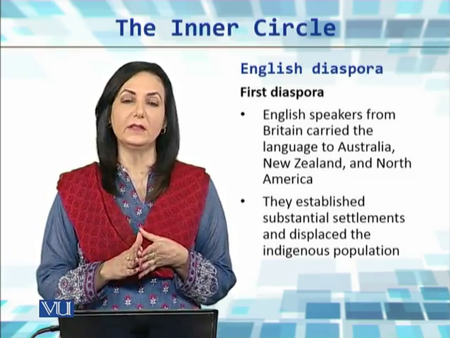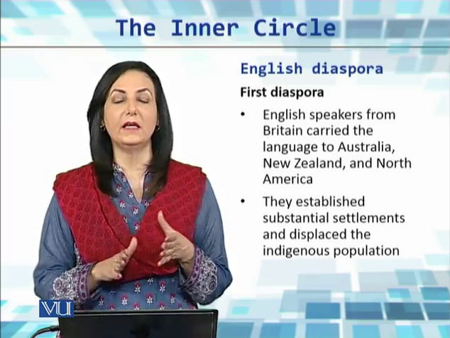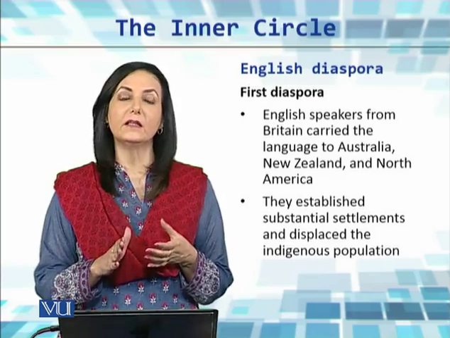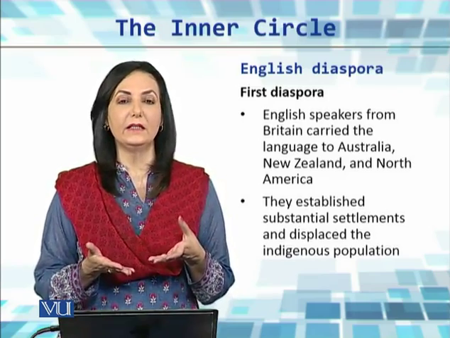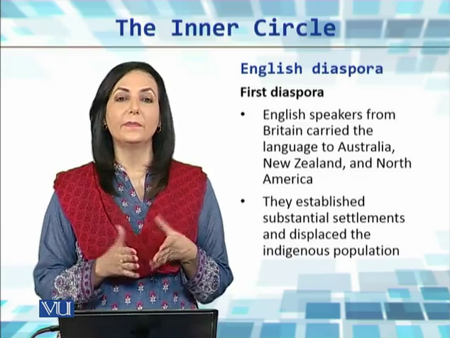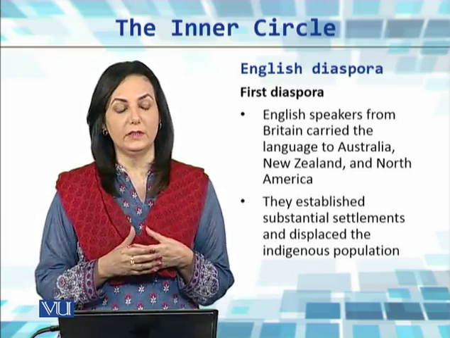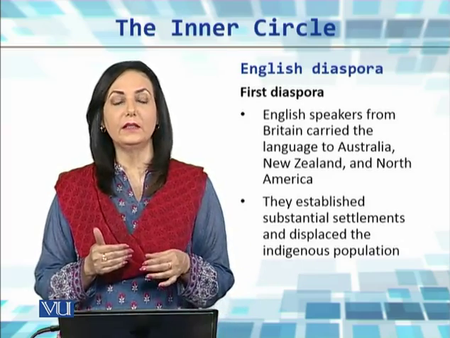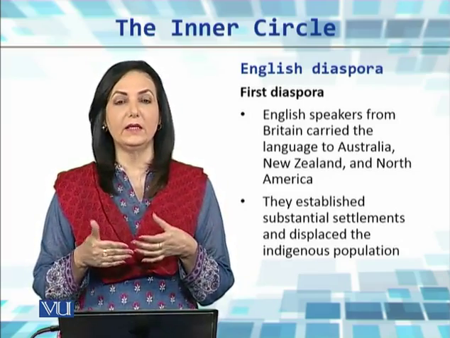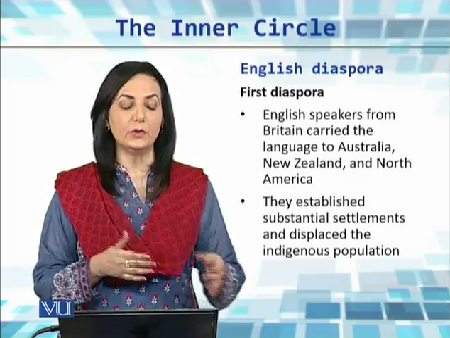In establishing their own settlements, one bad thing that they did was they completely displaced the indigenous local population, which means that they had fights with them, sometimes large-scale wars, and completely displaced the local people. That is why we see that today in the USA, for example, the native Indian people are completely marginalized. They are now in a minority. The same is true for Australian Aborigines, that now they are in a minority. So, in this first diaspora, the English speakers from Britain migrated to North America and Australia, established large-scale settlements, and completely displaced the indigenous population. And of course, with them, they took their language.